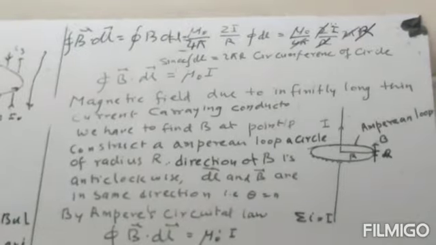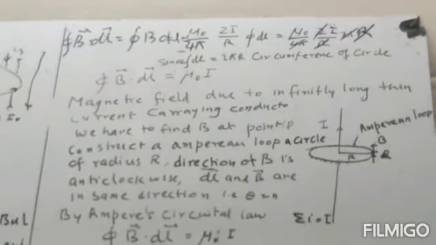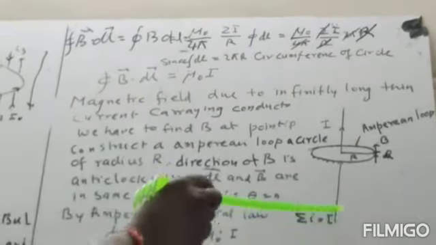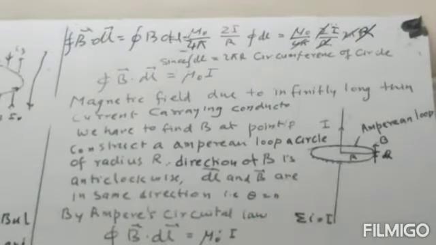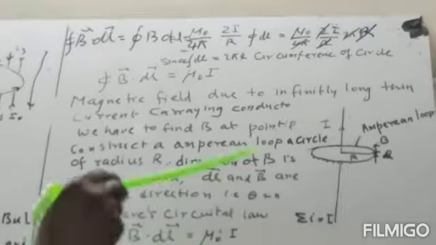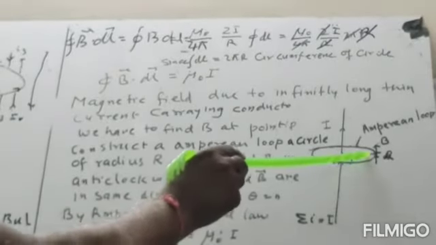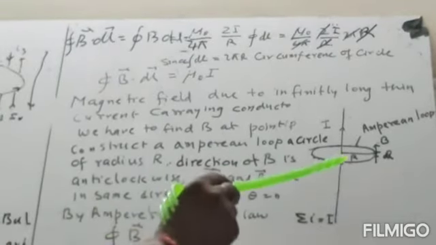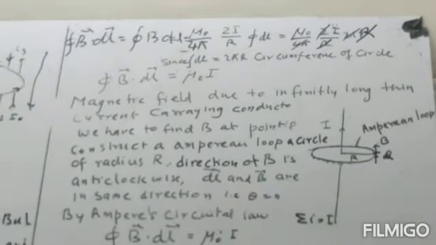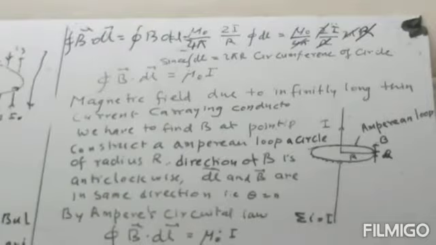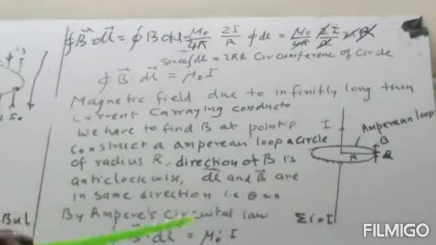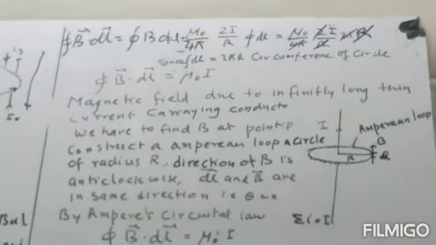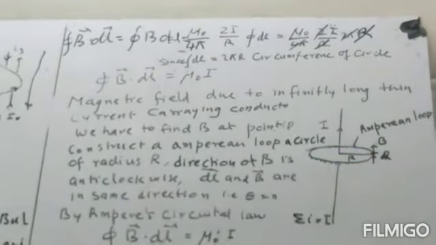Now we have to find the magnetic field of an infinitely thin conductor. Suppose this is the thin conductor, meaning its area of cross section is negligible, and we have to find the magnetic field at this point. First of all, if this distance is capital R, then we take a closed circular path, a circle of radius R, and this path is known as the Ampere loop.